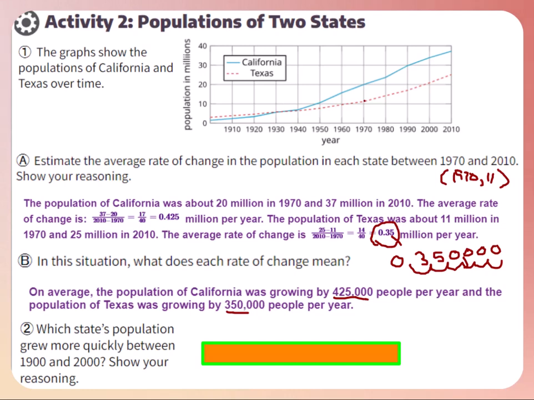Now, which state's population grew more quickly between 1900 and 2000? So we're going to go to 1900, which is right here. Okay, and we're going to write those 2 points down for California and for Texas. So let's start with California. Let's start with the blue line. So the year is 1900. That's going to be our X. And our Y value for 1900, let's look at the blue line.